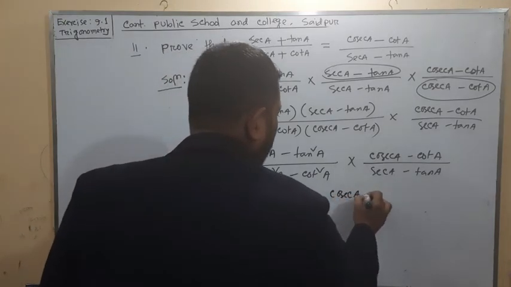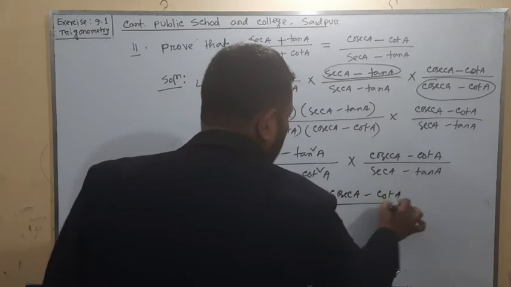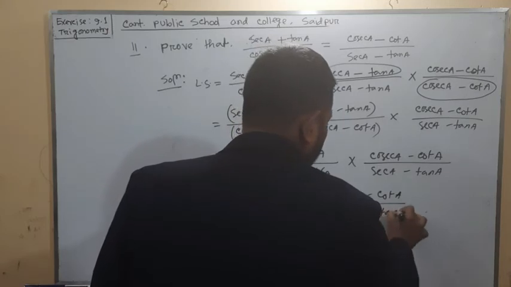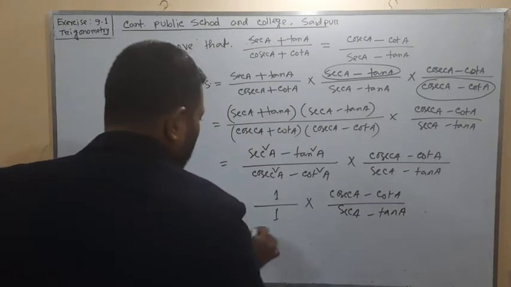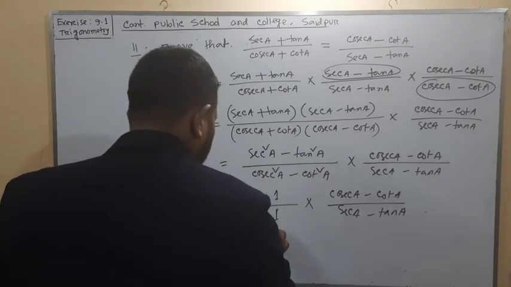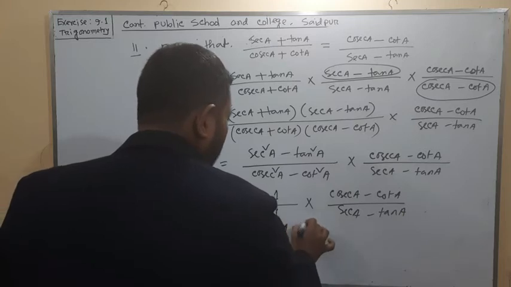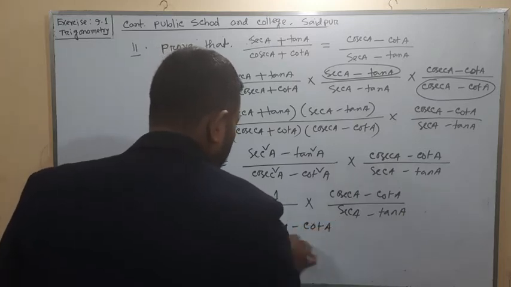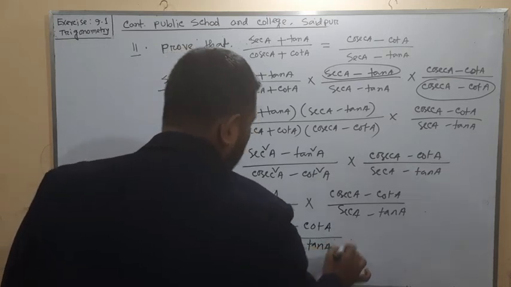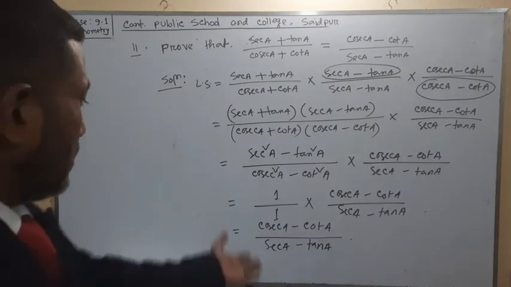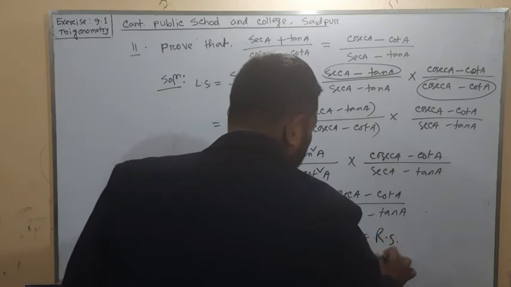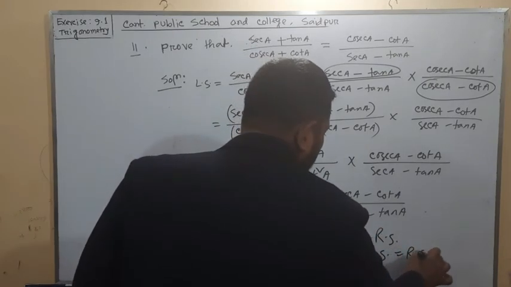Cosec a minus cot a divided by sec a minus tan a. Here cosec a minus cot a multiplied with 1, we get here cosec a minus cot a divided by sec a minus tan a. This is the right side. Left side is equal to right side. Proved.